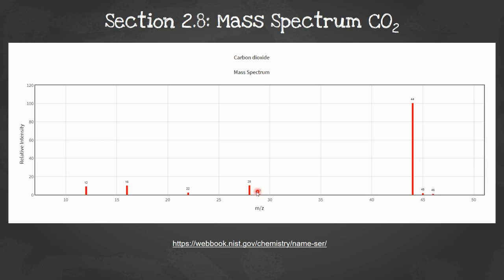And what is this 29? That must be a tiny bit from the isotope carbon-13 with the 2 oxygens. This tallest peak right here is our full CO2. If you add up the C and the 2 O's, you'll get 44. What's the 45 and the 46 from? I'm going to let you guys think about that.